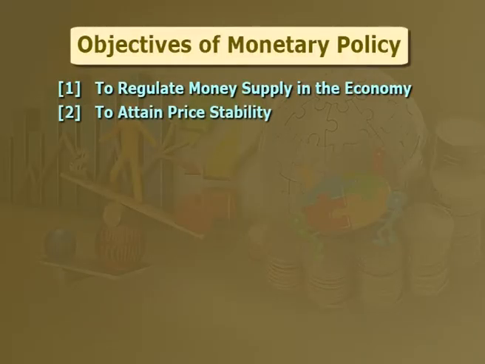Number 2. To attain price stability. Another major objective of monetary policy in India is to maintain price stability in the country. It implies control over inflation. Price level is affected by money supply. Monetary policy regulates money supply to maintain price stability.